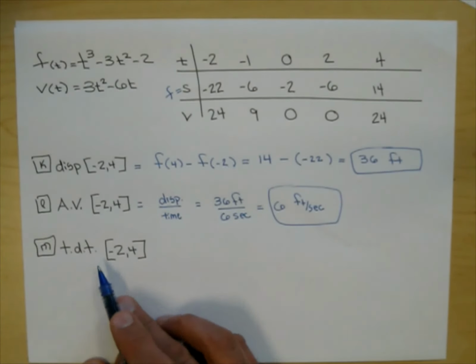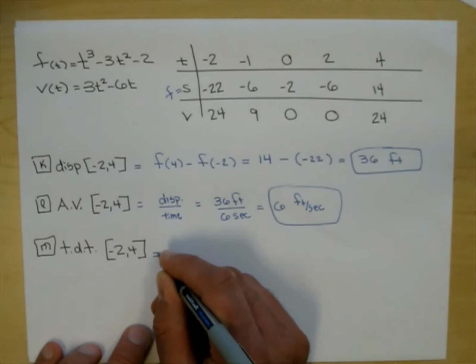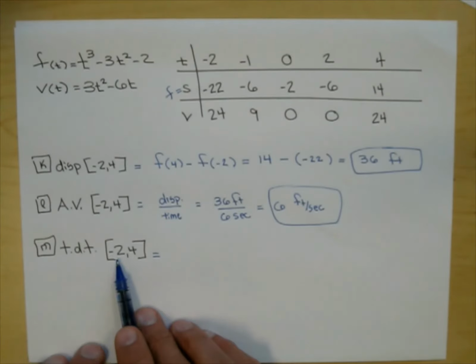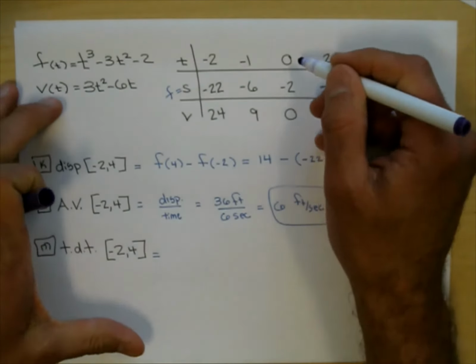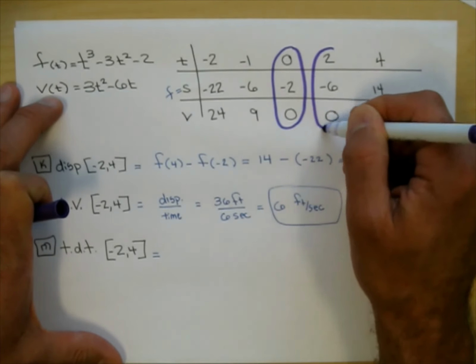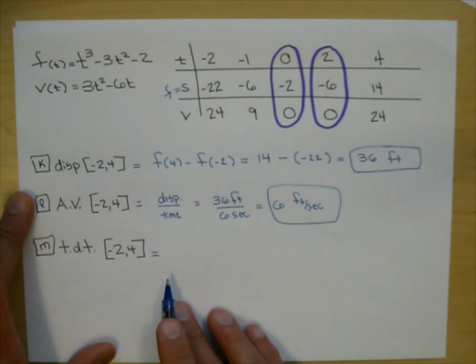Total distance traveled from -2 to 4. Well, this is now when you have to know your rest times. Are there any rest times within -2 to 4? Well, yes, there are. Remember how we circled this and we said there's a rest time there and there's a rest time there. So if you didn't have the diagram that I showed on the last page, this is the correct way to do this.